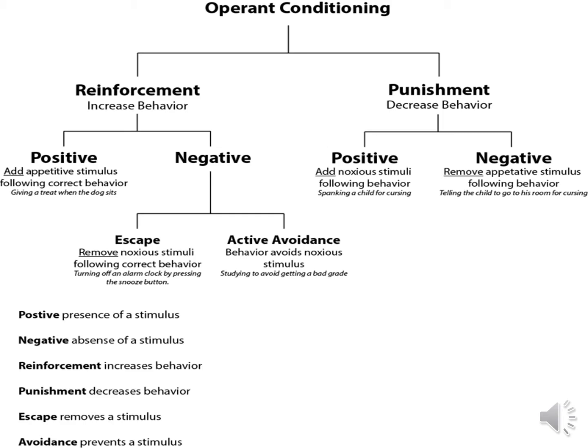So when we say active avoidance, they will be studying to avoid getting a bad grade. This punishment also has two types, positive and negative.